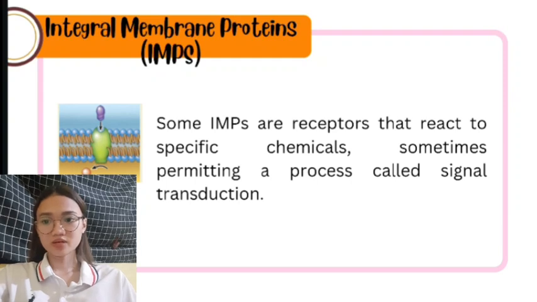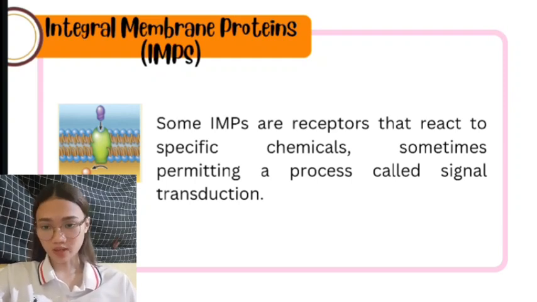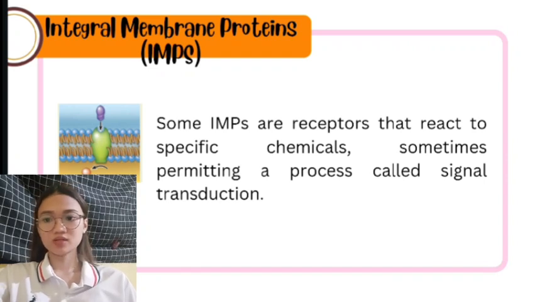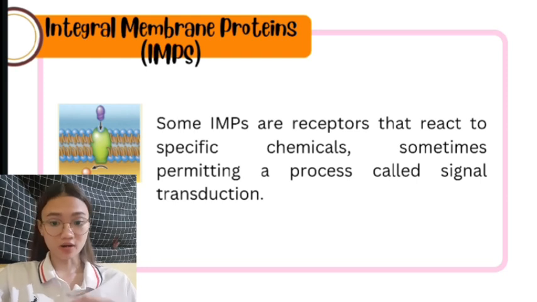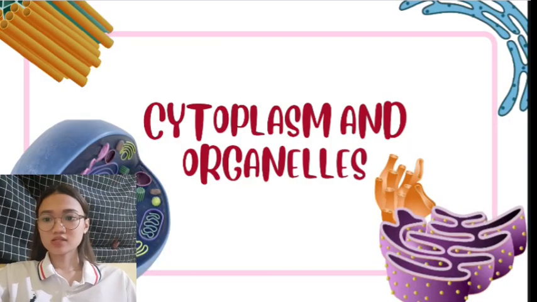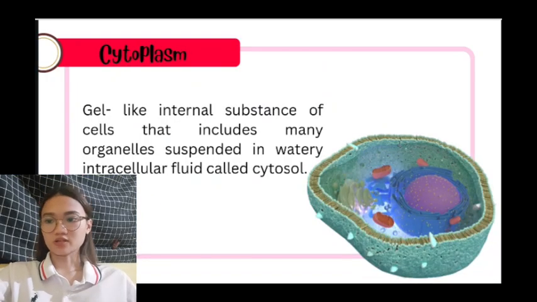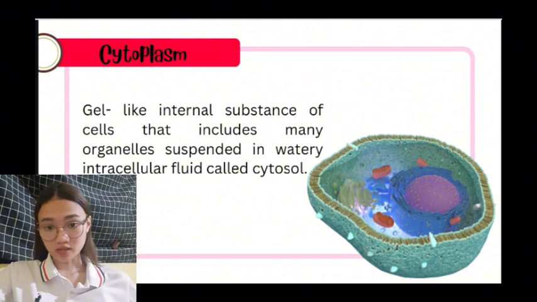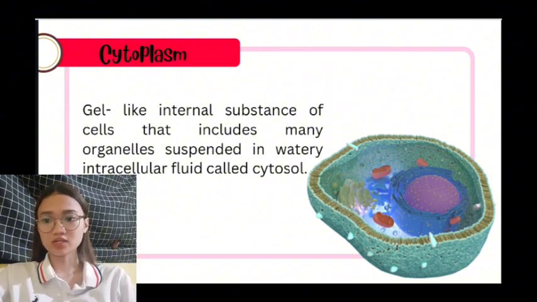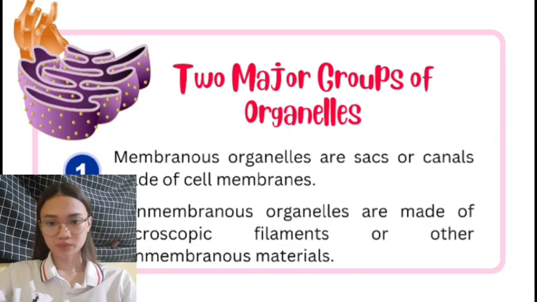Next, some IMPs are receptors that react to specific chemicals, sometimes permitting a process called signal transduction. So, transduction means to carry across. Next is the cytoplasm and organelles. Cytoplasm is a gel-like internal substance of cells that includes many organelles suspended in watery intracellular fluid called cytosol.